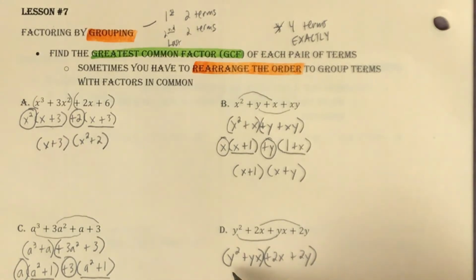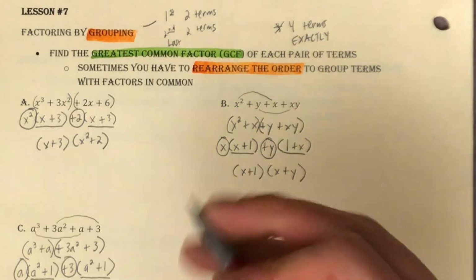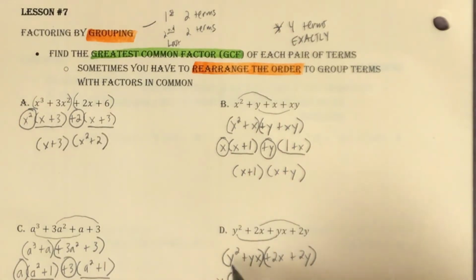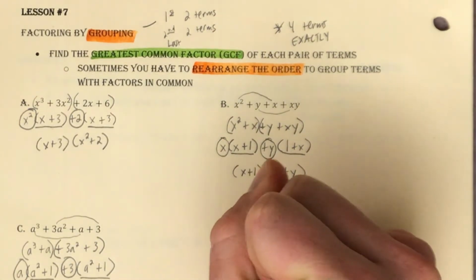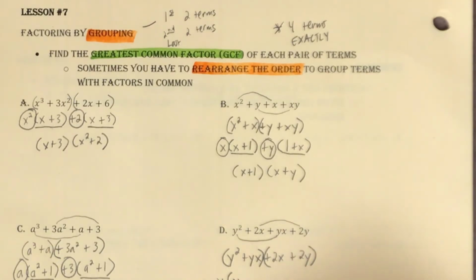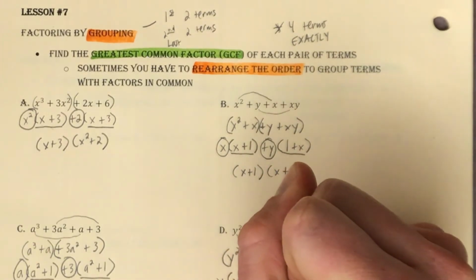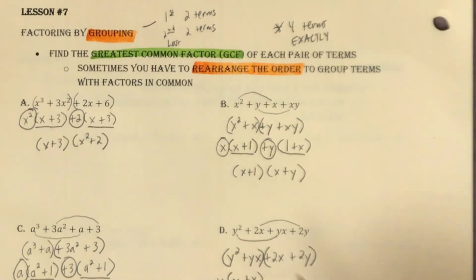So now what's my greatest common factor of y squared plus yx? Well, the thing that they have in common is y. So I'm going to factor out a y. What did I multiply y by to get to y squared? Well, that would just be y. What did I multiply y by to get to positive yx? Well, that would just be positive x.